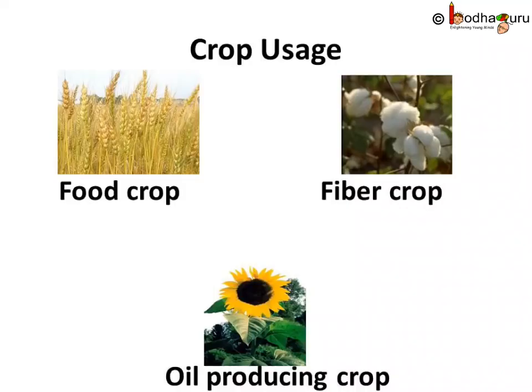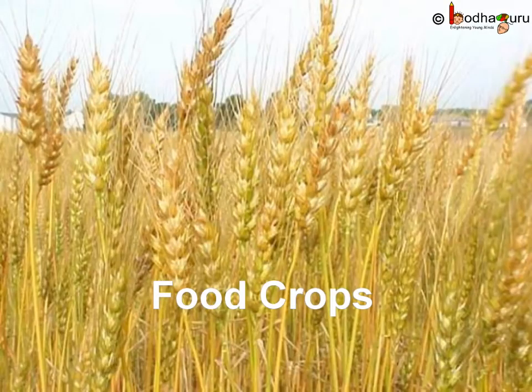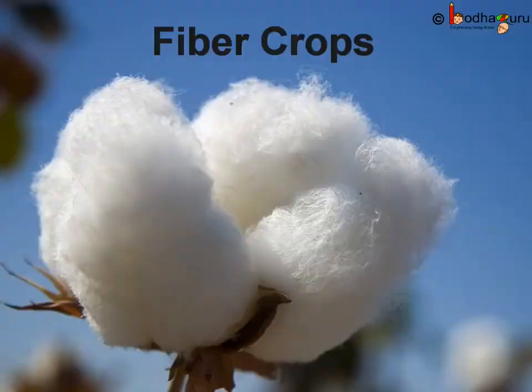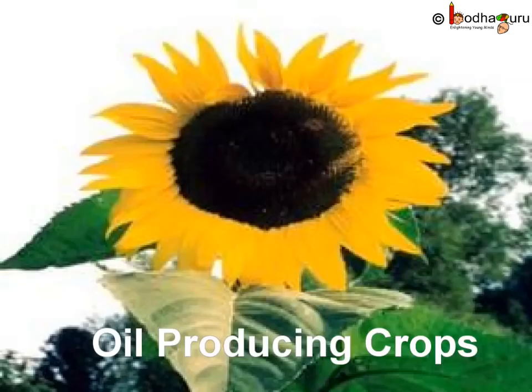We can divide crops into three groups based on their usage. Food crops like wheat, fiber crops like cotton, and oil-producing crops like sunflower.